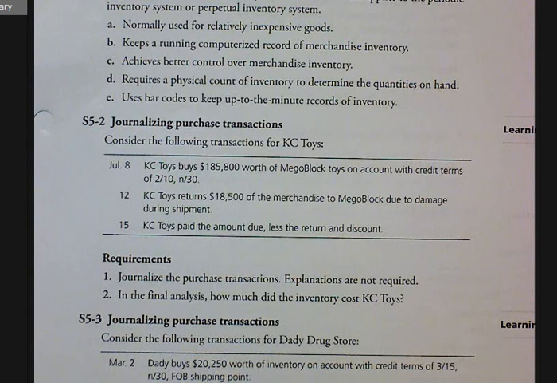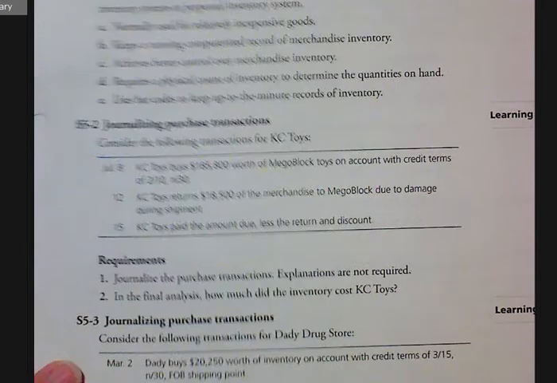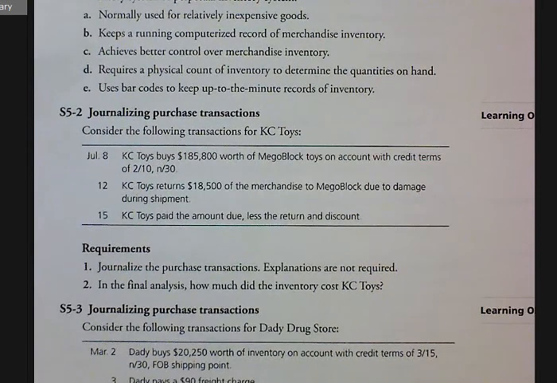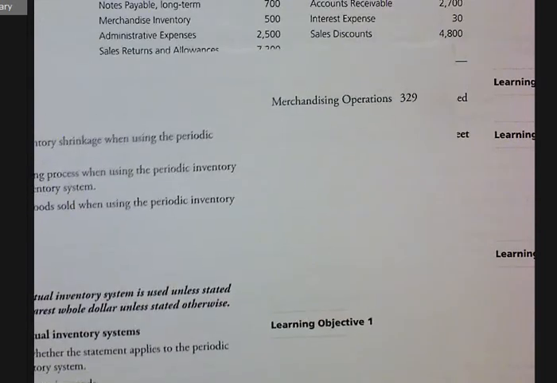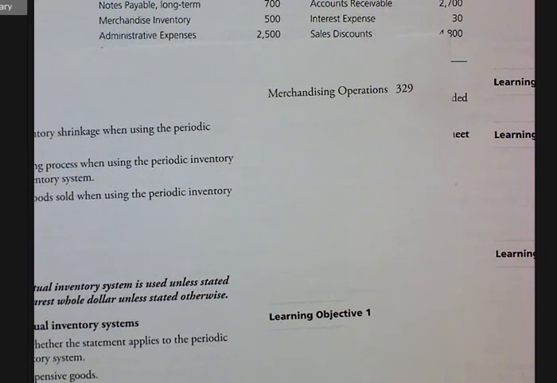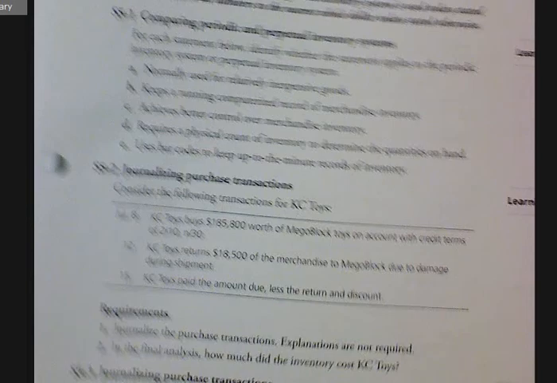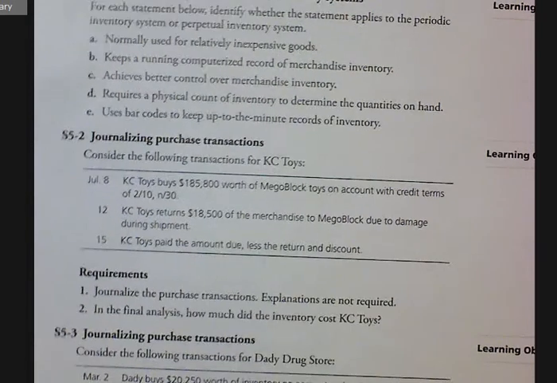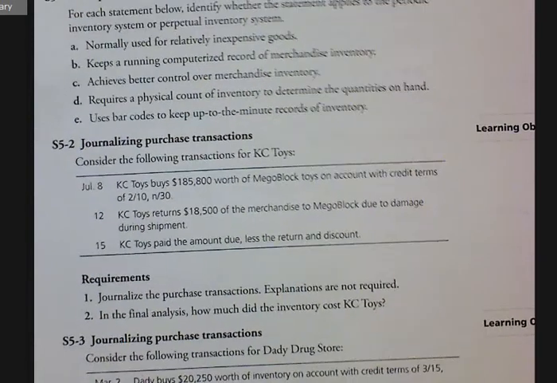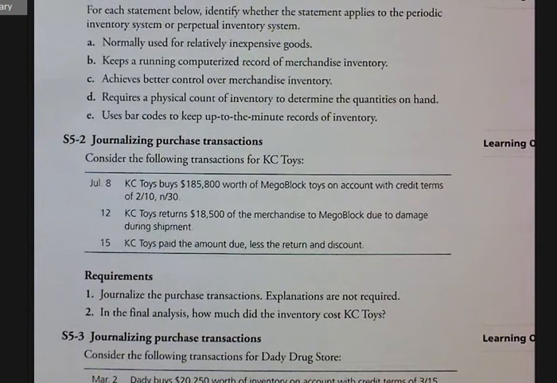Okay, we're going to journalize some transactions for purchasing inventory, and the problem I'm going to look at is on page 329 at the end of chapter 5. There's the page number right there. And the problem we're going to do is S5-2.